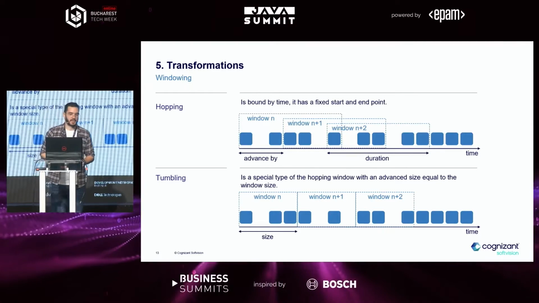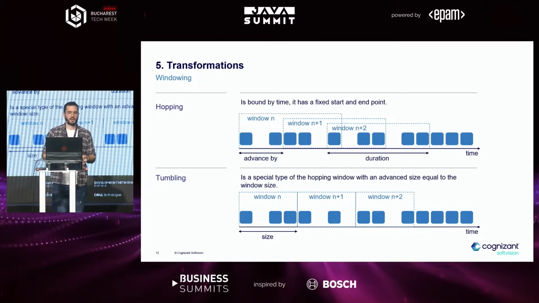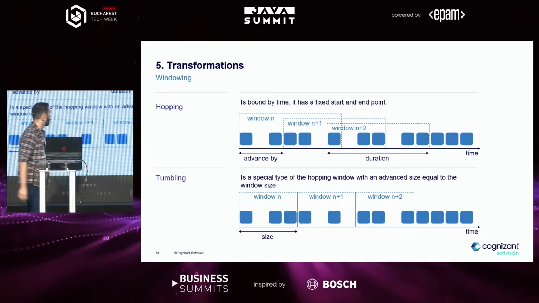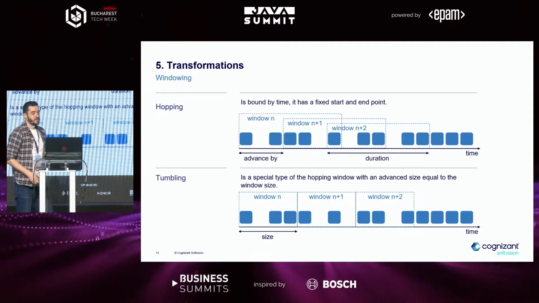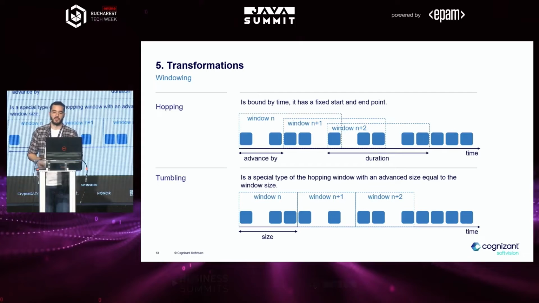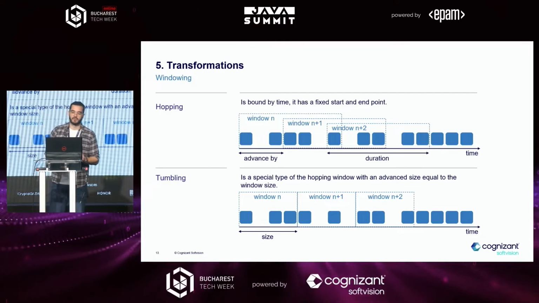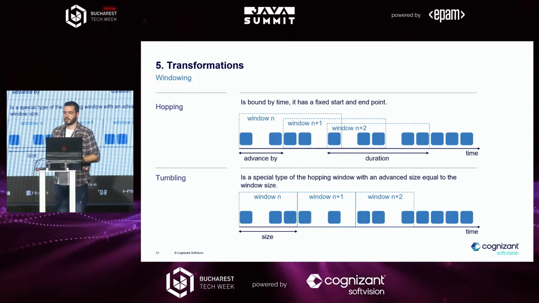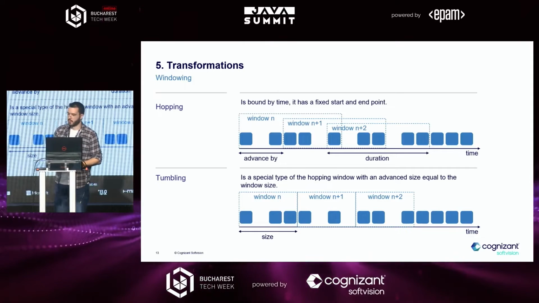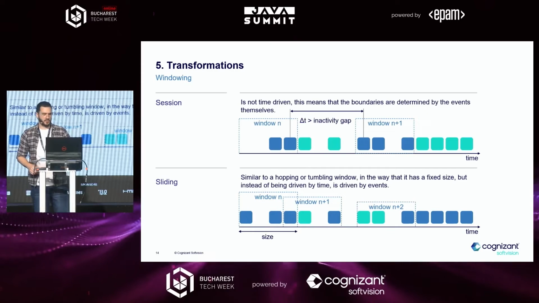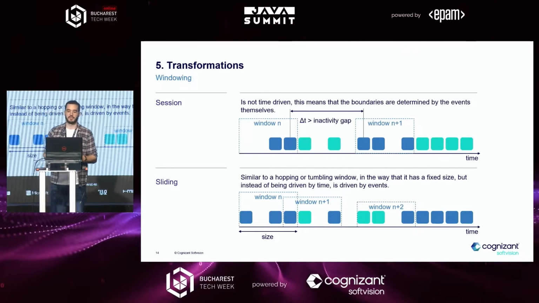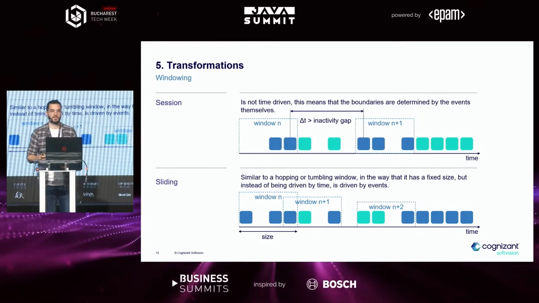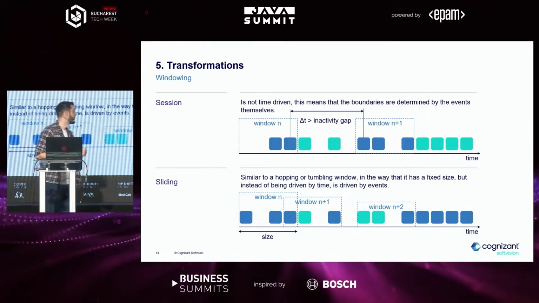As you can see, you could end up with overlapping windows, meaning the records can belong to more than one window. A tumbling window is a special type of hopping window with an advance size equal to the window size. This means that a record will be part of only one window. The session window is not time-driven. This means that the boundaries are determined by the events themselves. So with session windows, you must define the inactivity gap.